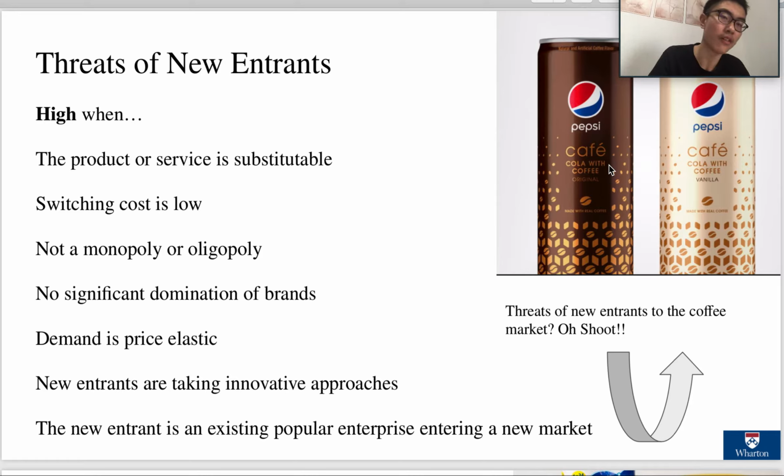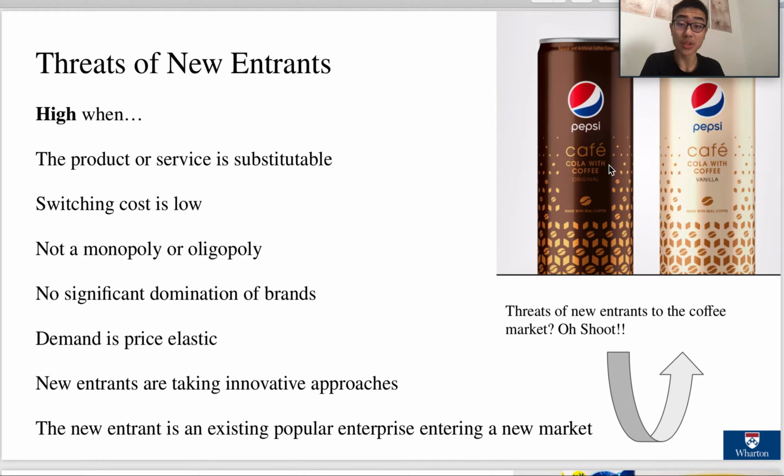However, entering is highly difficult due to financial difficulties, market research problems, and the scale of current players. But some new entrants are taking innovative approaches in this 21st century, and they are actually capable of getting sales. So this is something to consider as well.